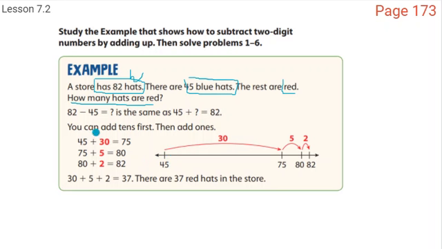So here it says add tens first. 45, let's count it, 55, 65, 75. That was 3 tens, that's got us here. And then we added a 5 to get to 80, boom. And then a 2 to get to 82, boom. So 30 plus 5 plus 2 is equal to 37. There are 37 red hats in the store. That's the answer.